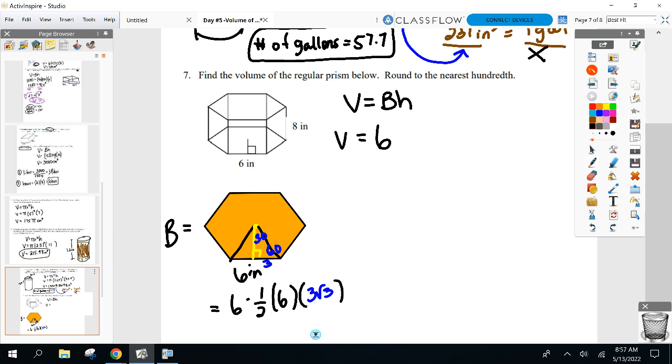So area of the base, 6 times 1/2 times 6 times 3 radical 3 times the height of 8. Should add simplest radical form here. Ooh, I'm hoping this is right because I have something erased on my notes. 748.2. No, nope, that nearest 100. 2 what? 2.5.